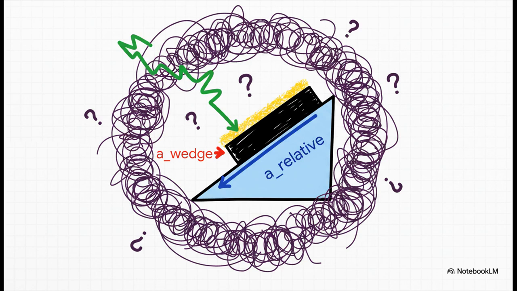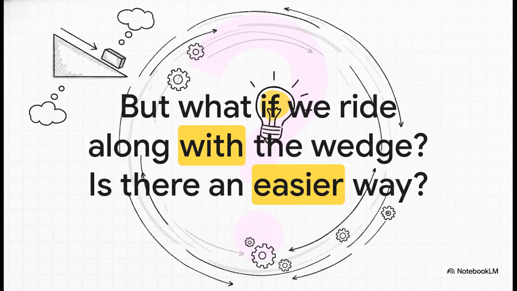If you stick with the ground frame, the bar's total acceleration becomes this complicated vector sum. It's the wedge's acceleration plus its acceleration relative to the wedge. This right here is a classic pitfall. It is so easy to get tangled up in all the vector components and make a small mistake that throws off the entire solution. So let's ask a much better question.